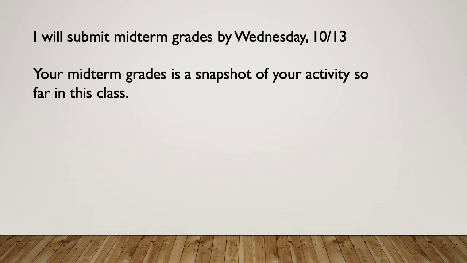The last thing to talk about is midterm grades. Those are going to be submitted in the middle of this week. And when you see your midterm grade, just keep in mind it's nothing but a snapshot of all your activity up to this point. It's not 50% of your final grade. It doesn't get averaged to create your final grade or anything.